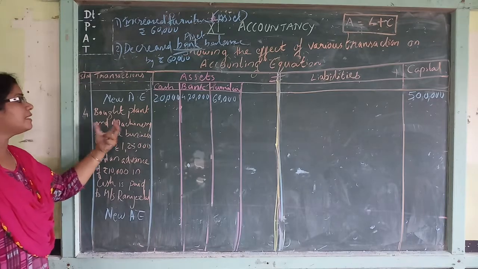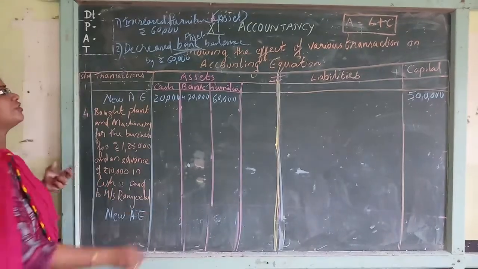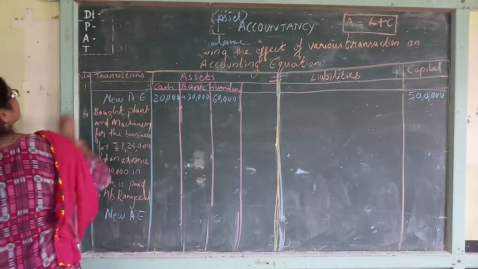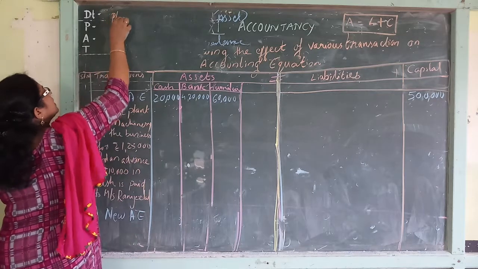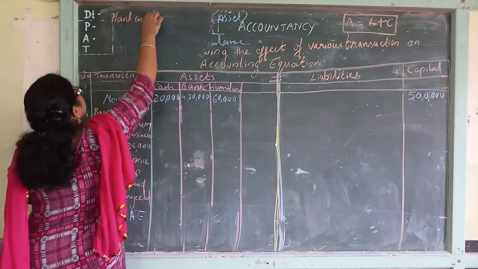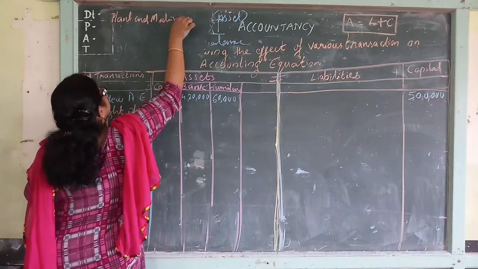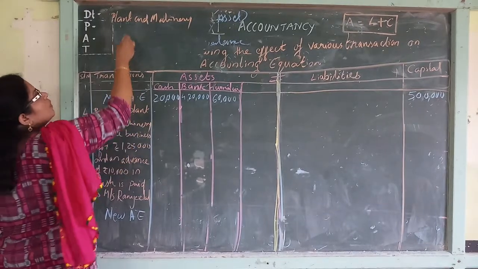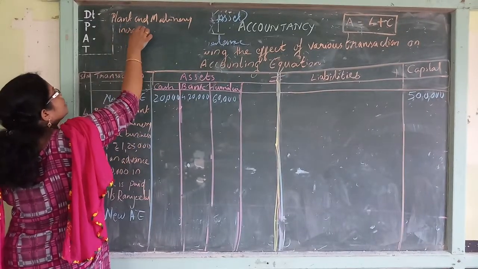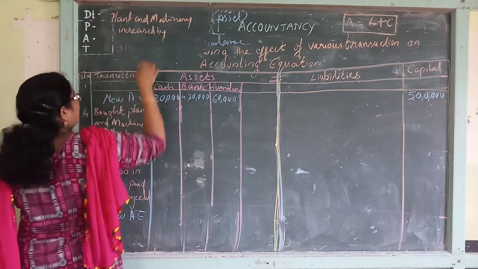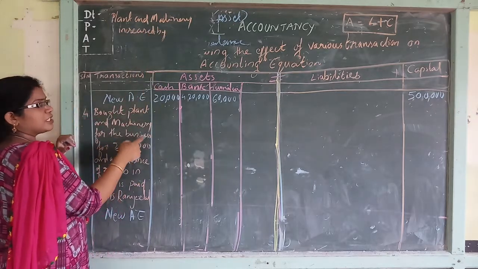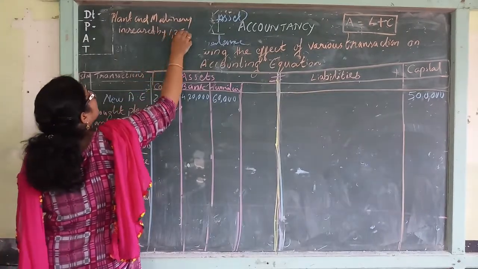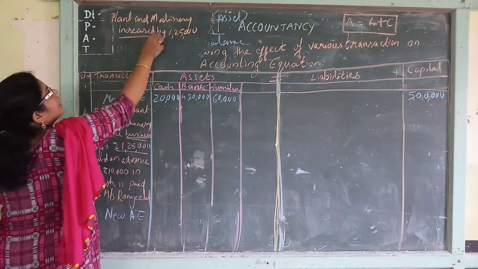Bought plant and machinery. What was purchased? Plant and machinery. This is plant and machinery, our asset, isn't it? So in this fourth transaction, one of the assets is plant and machinery, our non-current asset. When you are purchasing, its value is increased. It comes to the business. So plant and machinery increased by what is the value of the plant and machinery? It is purchased for business, isn't it? So what is the value of that one? 1,25,000. So 1,25,000 value of plant and machinery increased.